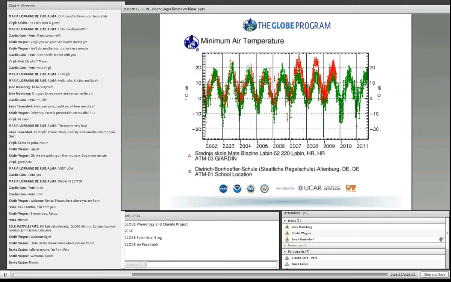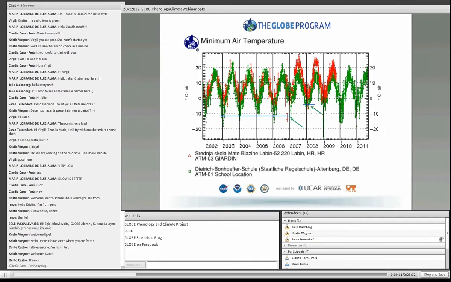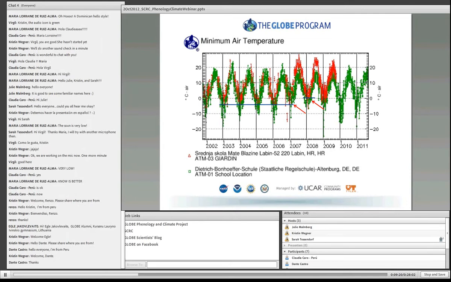What I noticed is that, say for the school in Germany, the minimum temperature in the middle of winter typically got down to below minus 10 degrees Celsius in the early years of this decade, maybe around minus 10, minus 12. But in 2008, the minimum temperature rarely got below around minus 5 degrees C. The same thing happened for the school in Croatia. The minimum temperature in the winter typically got down to around minus 5 degrees C, but then in the 2008 winter, it rarely got below zero.